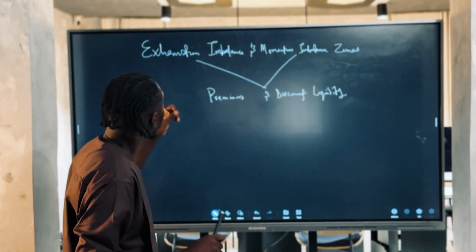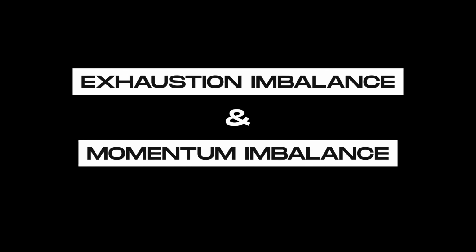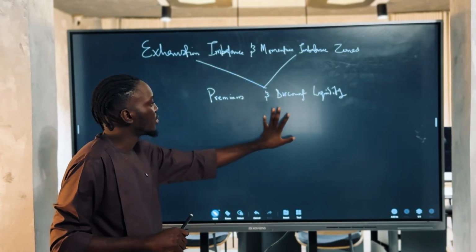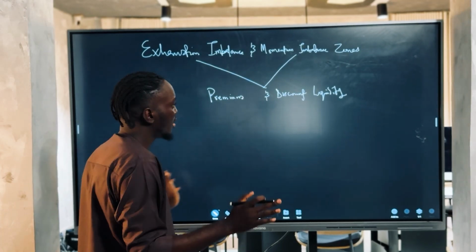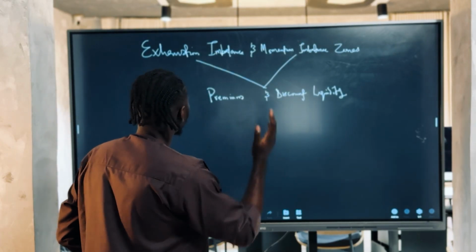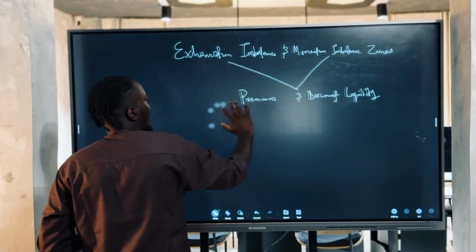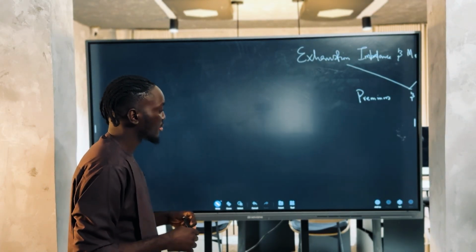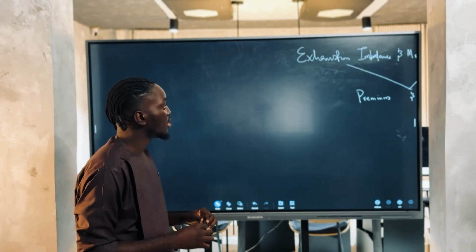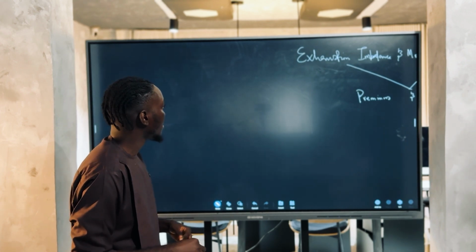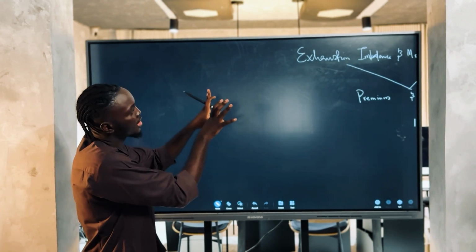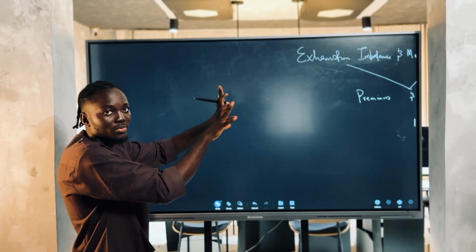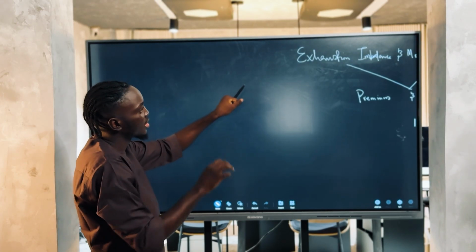Okay, so here we have exhaustion imbalance and momentum imbalance zones, and we are interested in how they relate to premium and discount liquidity. All right, now, without further ado, let's dive into it. I've already spoken about exhaustion imbalance and momentum imbalance. Like I said, the video will be linked in the description below. All right, but I'm not interested in talking majorly about them in terms of their structure. No, that's not what I'm interested in in this video.